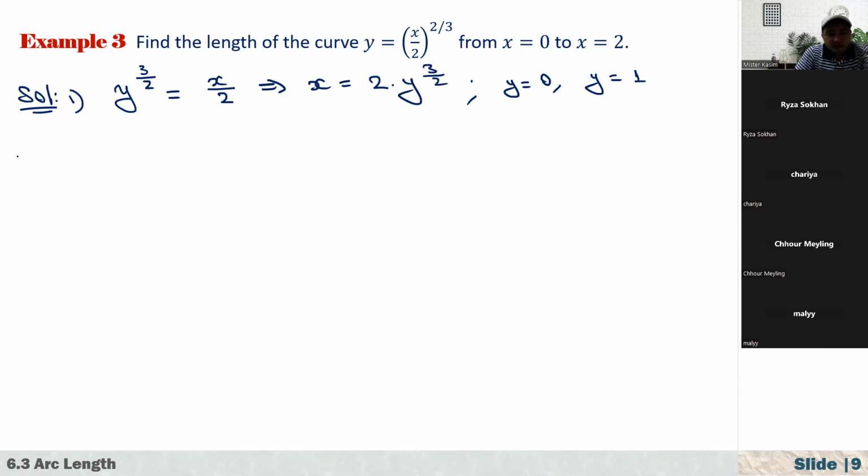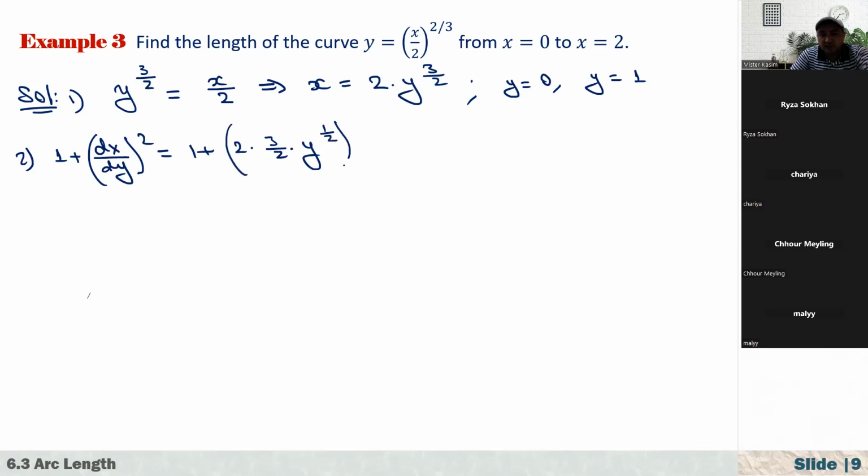Next, we need to find this expression, 1 plus (dx/dy) squared. That's equal to 1 plus, what is dx/dy? That's equal to 2 times 3/2 times y to the power of 3/2 minus 1, which is 1/2. And here, squared, the 2s cancel each other. So 1 plus 3 squared, which is 9, and y to the power of 1/2 squared is just y.